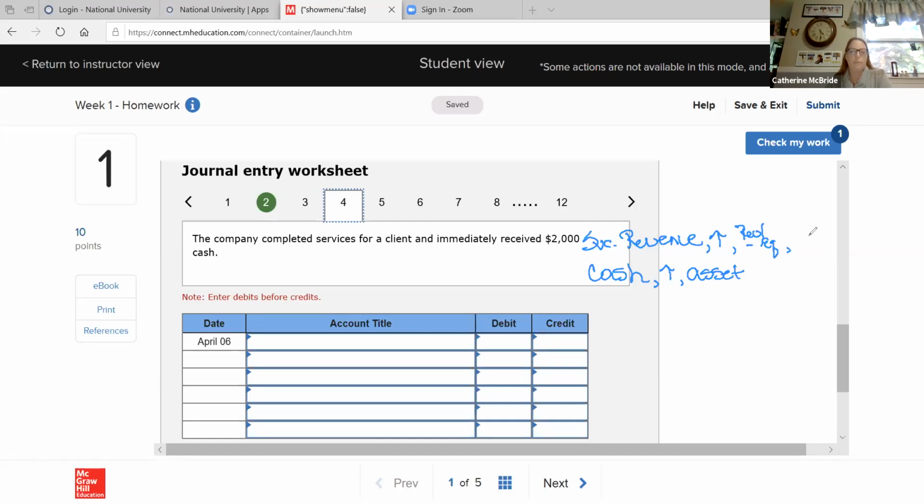Okay, look at your resource sheet. If I increase revenue, do I debit it or credit it? If I increase revenue, I credit it. If I increase an asset, do I debit it or credit it? If I increase an asset, I debit it. So I'm going to debit cash for $2,000, and I'm going to credit service revenue for $2,000. And that's our journal entry.